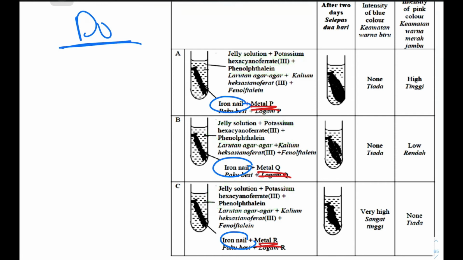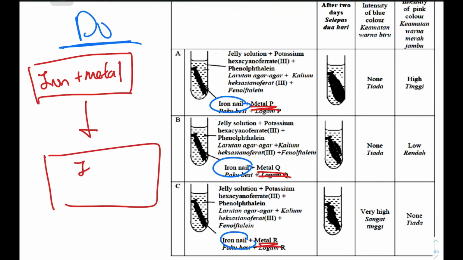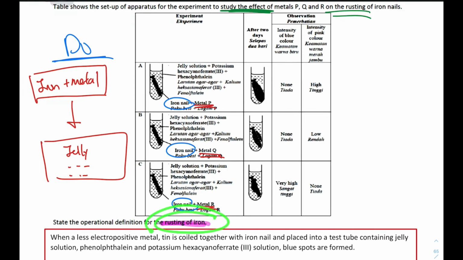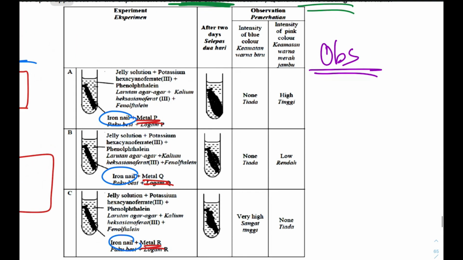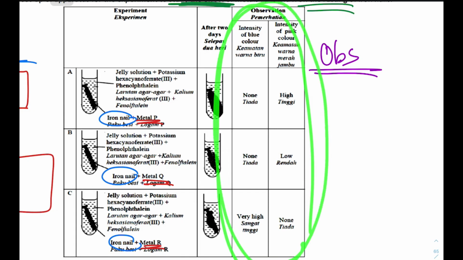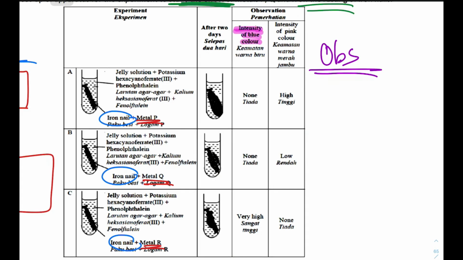So you can see what we do here is, we have iron with different metals added into jelly solution. Rusting of iron. How do I know whether the iron has rusted or not? What do I have to observe to know whether the iron has rusted? So here we have two observations. Which observation will tell you better whether the iron has rusted or not? The answer is the intensity of blue color. If the iron has rusted, it will show a blue color, very high. So you can see the rusted iron is the one with metal R.